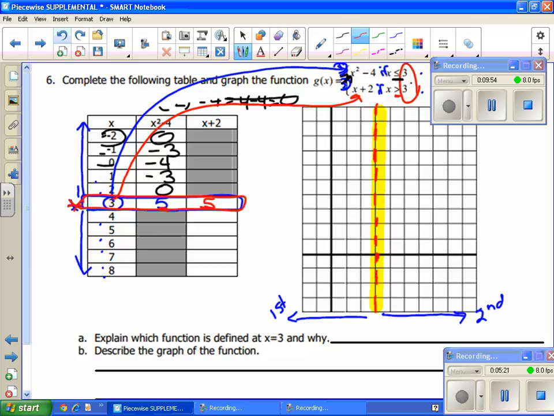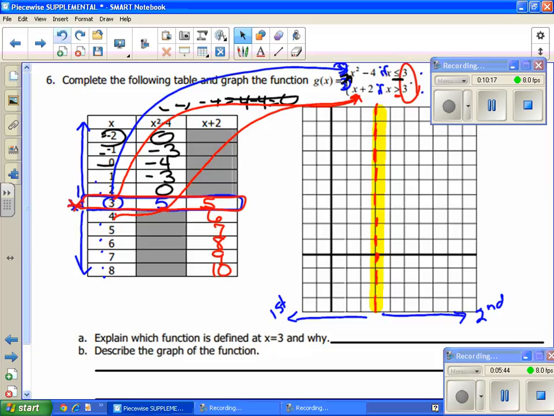Now, for numbers bigger than 3, we're only using the second piece. So 4, if I put a 4 up here, 4 plus 2 is 6, and I repeat the process, 5 plus 2 is 7, 6 plus 2 is 8, 7 plus 2 is 9, 8 plus 2 is 10. I now have a lot of points that I can put on my graph.